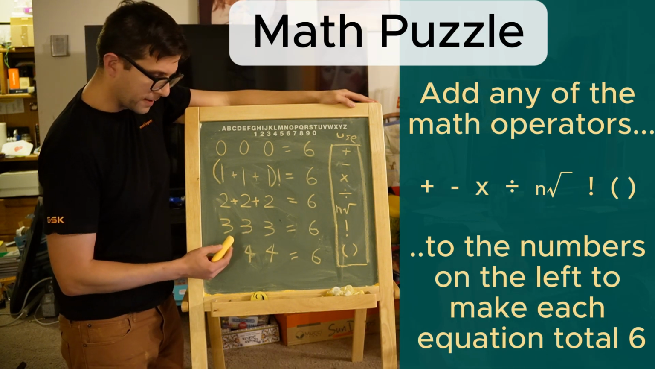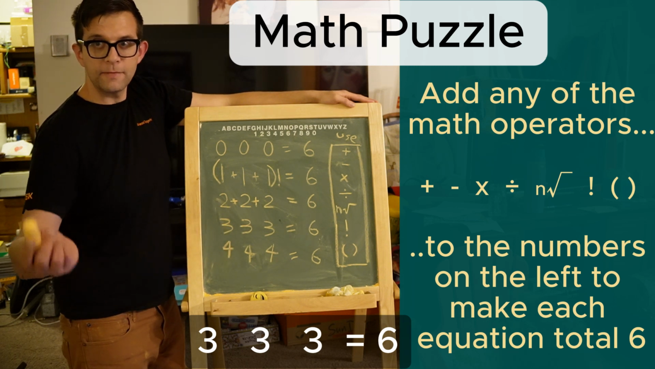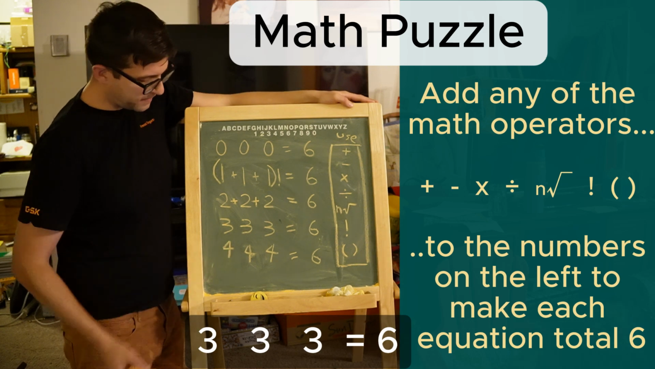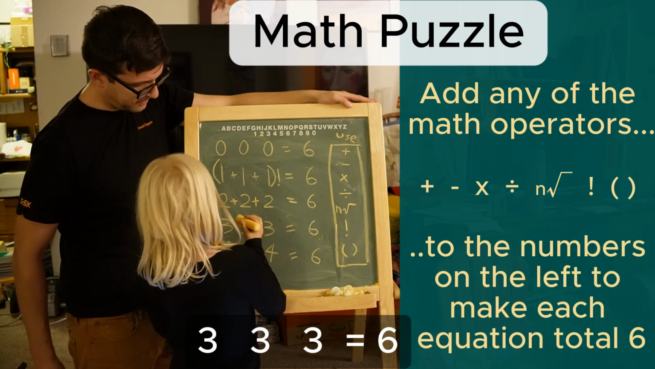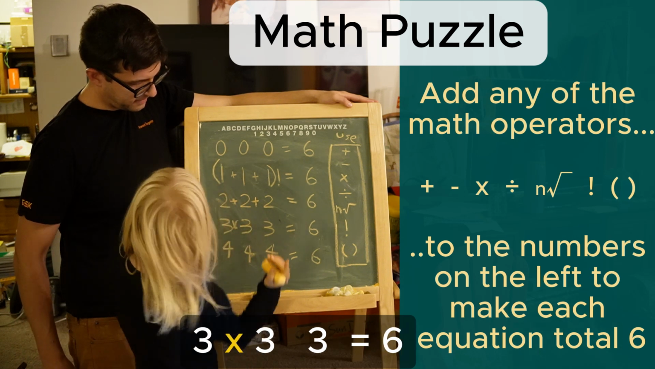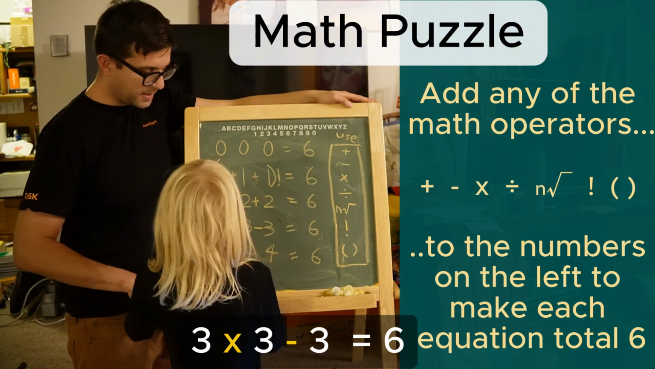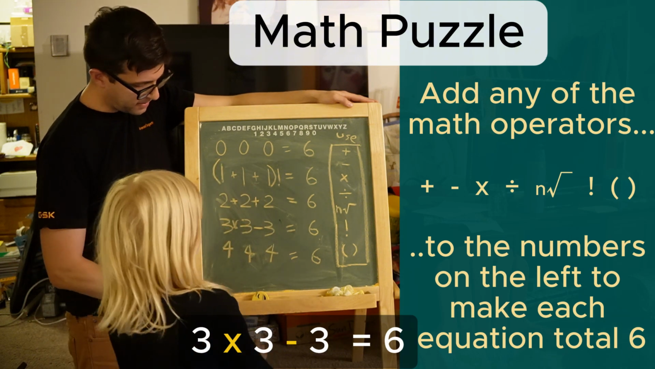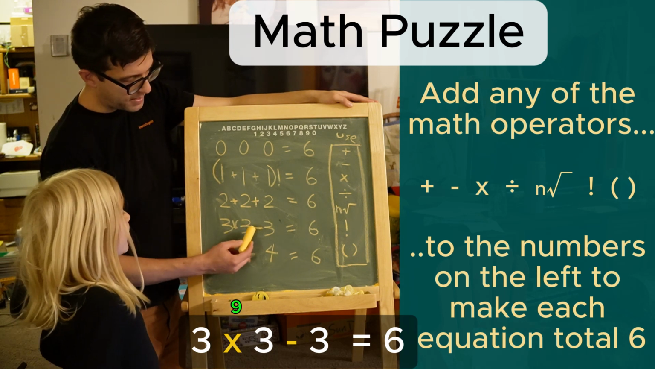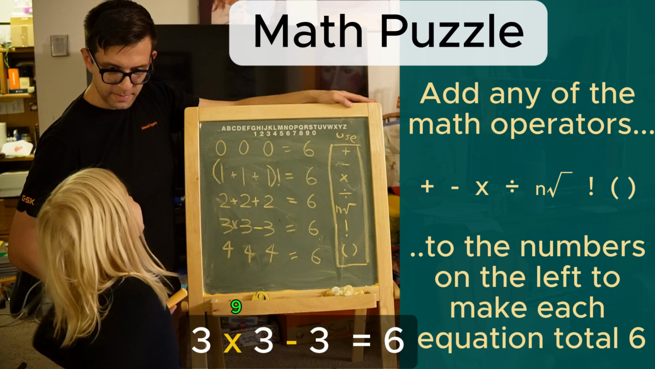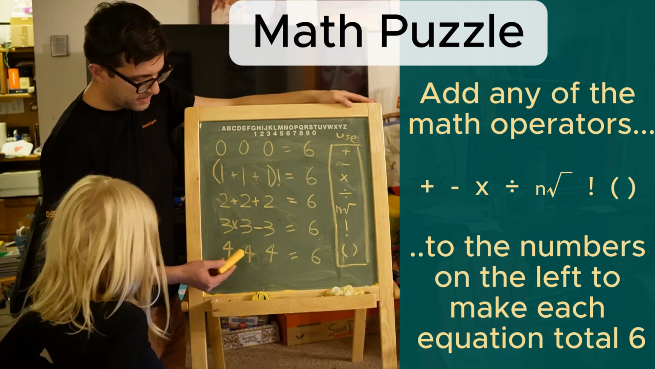Now let's do 3. Okay, we have a student that would like to answer. What do you do for this one? So you would multiply this, but then you would have to put minus 3 and that would equal 6. Good job. Can you let the people see? So yeah, 3 times 3 is 9. And then 9 minus 3 is 6. Good job.